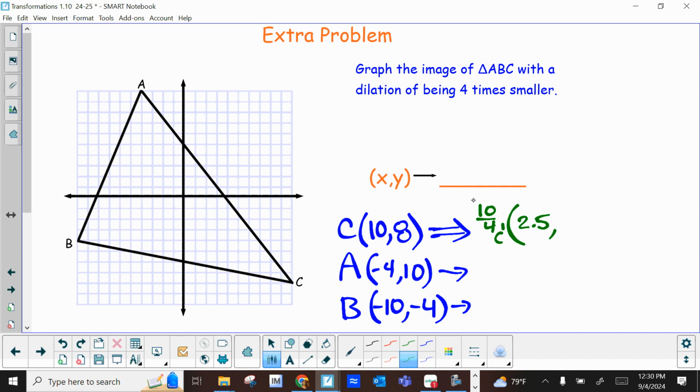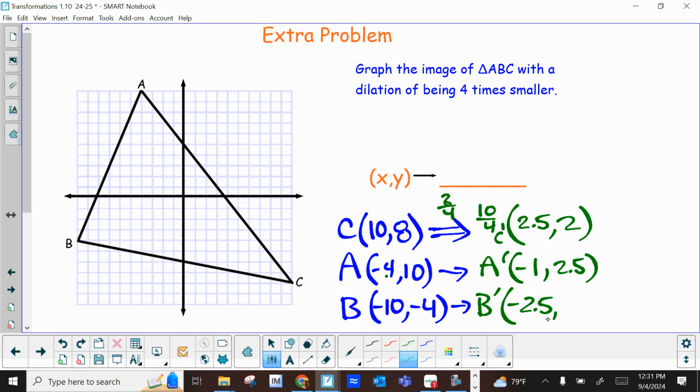This one's actually pretty easy. 8 divided by 4 is 2. So there's your C prime. For A, this might be pretty easy because we already did the 10. What's -4 divided by 4? That would be -1. And we already did the 10, so that is your 2.5. For B prime, -10 divided by 4 is -2.5, and then -4 divided by 4 is -1. So there's our new coordinates.